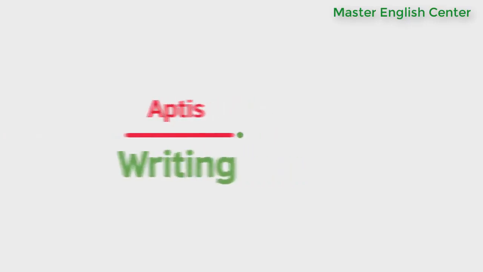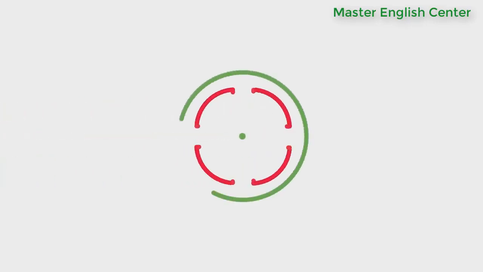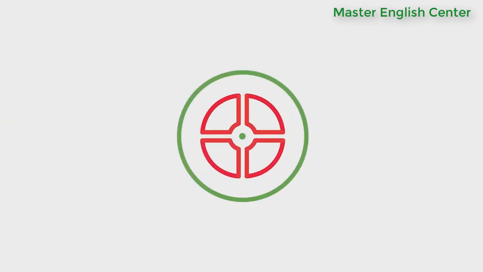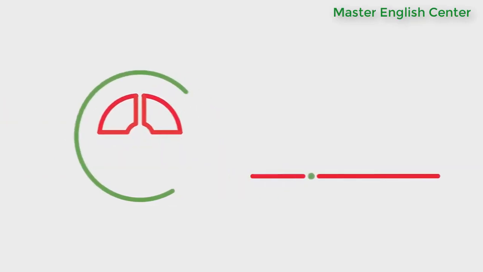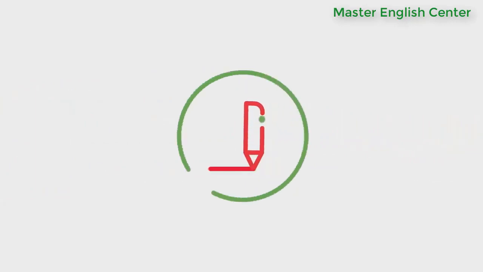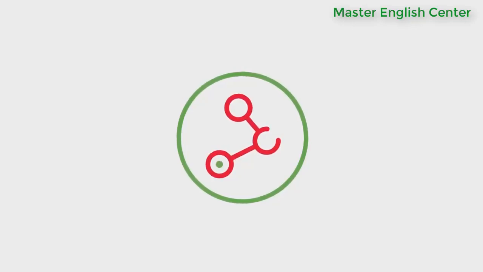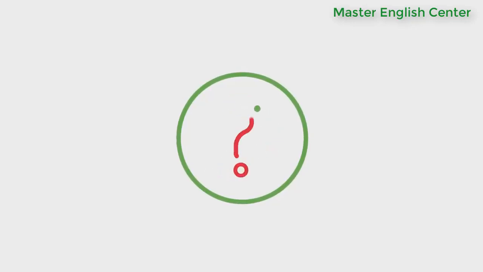If you're taking the APTIS writing test, this is what you can expect. There are 4 parts to the writing test, all linked by a common topic. In this test, you'll be able to demonstrate your ability to use written English in real-life situations. You'll be given a specific context in which you have joined a club, a course, or a group. You need to respond to written questions, contribute to a social media type interaction, and write emails.